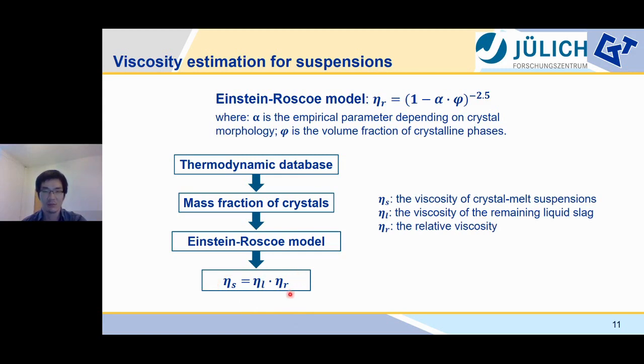equation. And by doing this, of course, we need to use, for example, FactSage with the proper database to calculate the mass fraction of the crystals. Here we assume the mass fraction is equal to the volume fraction. That's fine for the first rough estimation.